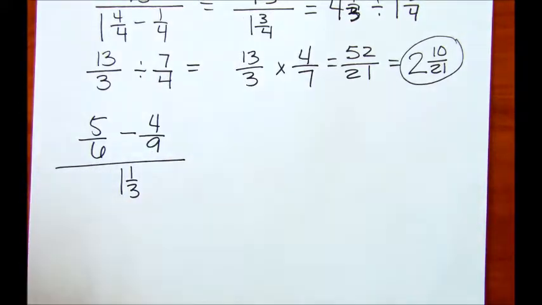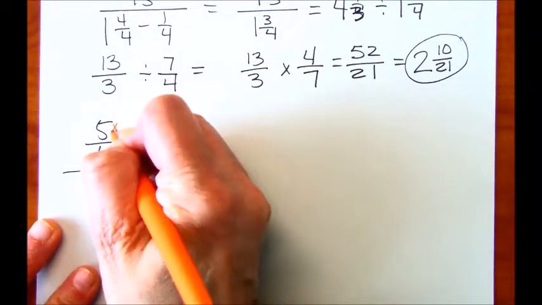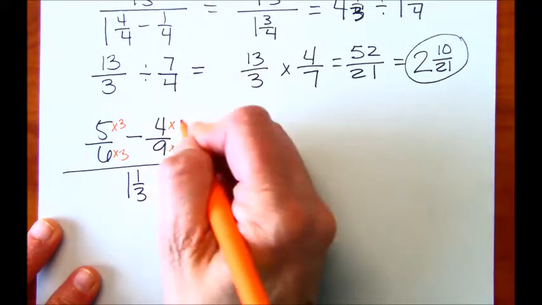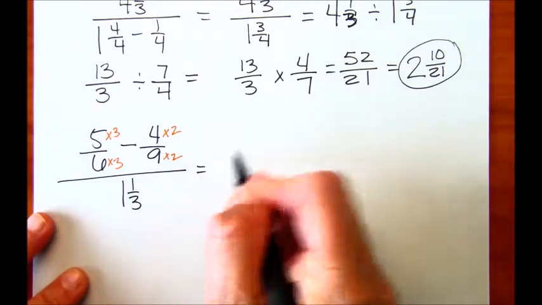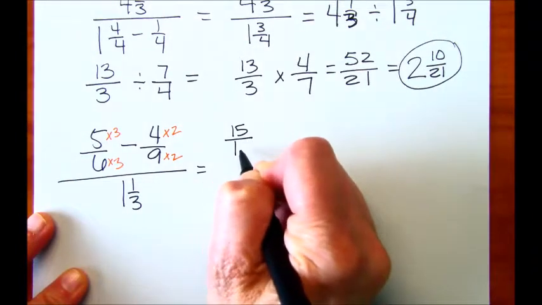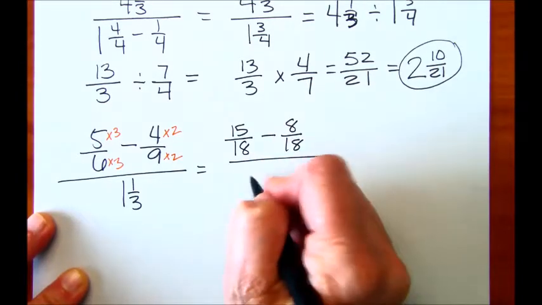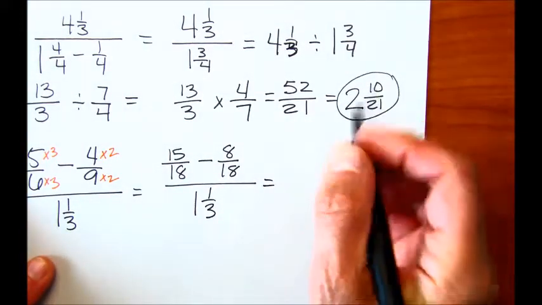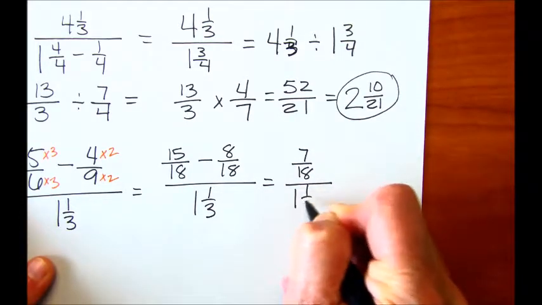So I'm going to convert, and I'll write that on the side here. 6 times 3 is going to give me 18, so that means 5 times 3. And then 9 times 2 will give me 18, so I need to do the same up there. So I'm just going to rewrite this. That's going to give me 15 eighteenths minus 8 eighteenths all over 1 1/3. Now I can subtract, and I'm going to get 7 eighteenths divided by 1 1/3.